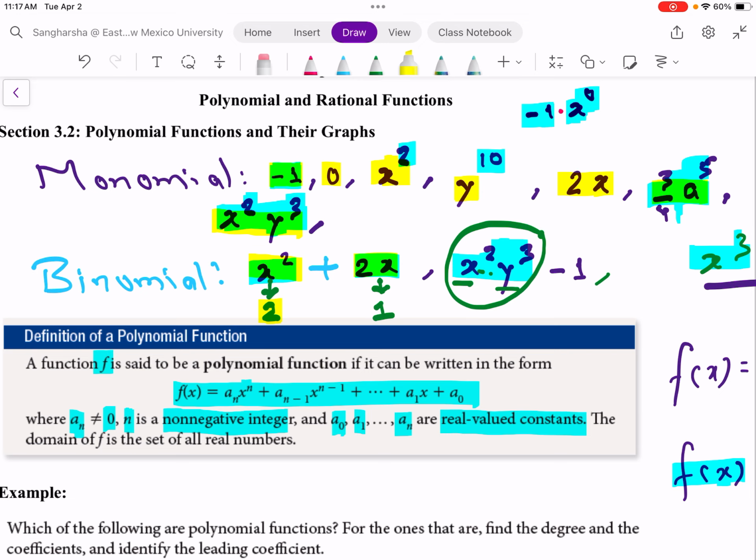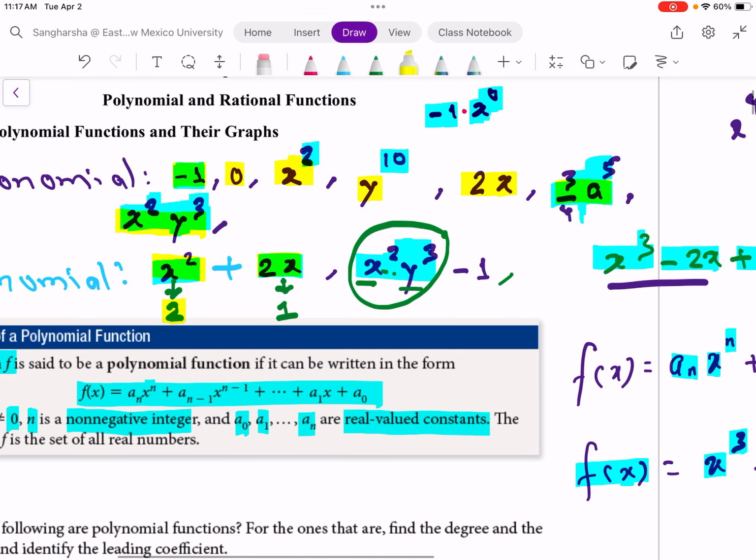Now let's take the second binomial. What is the degree of this first term? 5, right? 2 plus 3, 5. And what is the degree of 1? It's 0. And the highest degree is 5. So 5 is the degree for this binomial.